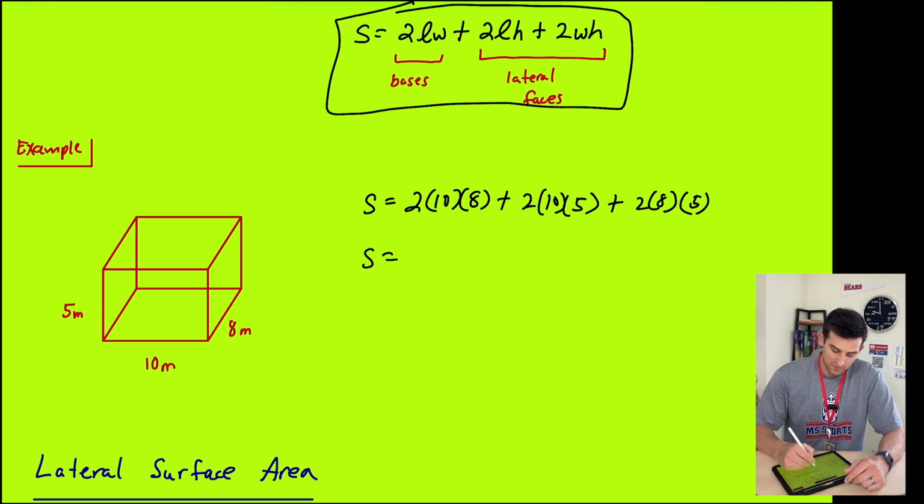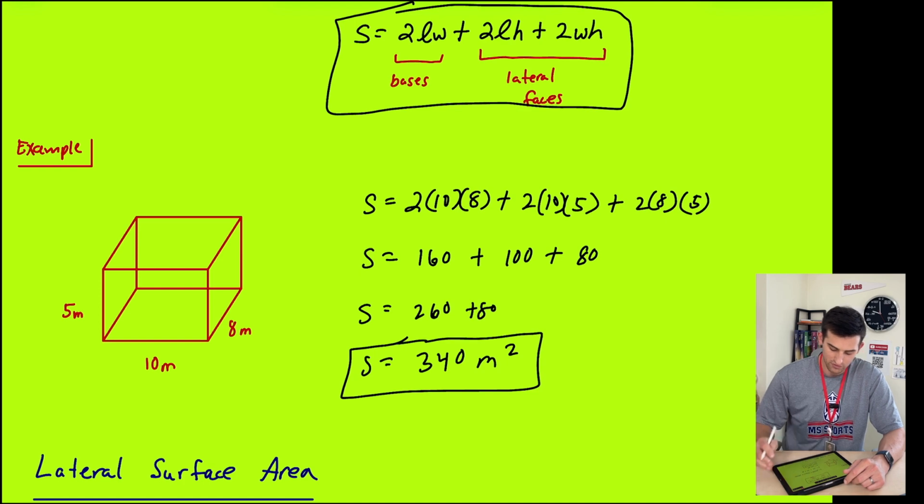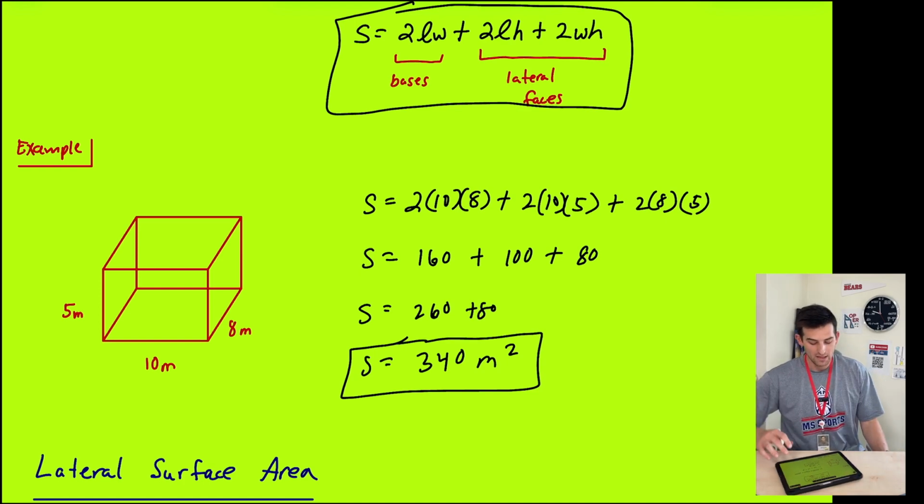This would be 80, times 2 would be 160. Yes, 160. And then we would have 5 times 10 is 50, times 2 would be 100. And then 8 times 5 is 40, times 2, which would be 80. Okay, so this is going to give me 260 plus 80, which would be 340 square meters. Okay, all right, so that would be the surface area of the entire rectangular prism.